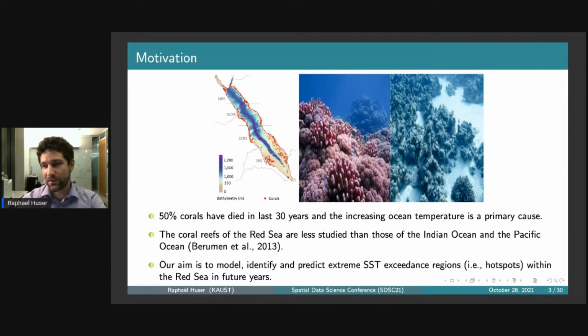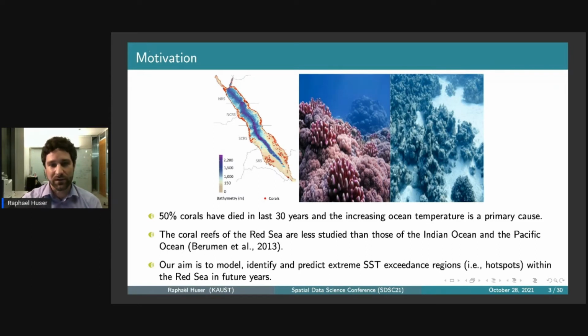And so the aim of this work was to model statistically, to identify and to predict, extreme sea surface temperature regions within the Red Sea, what we call hotspots, in future years. So to assess the risk of coral bleaching by the end of the century.